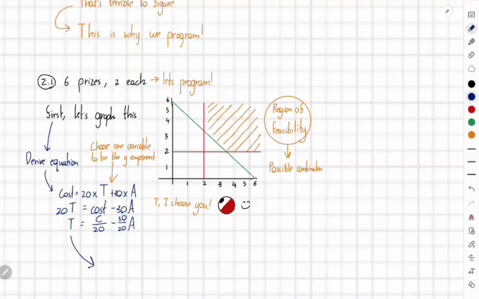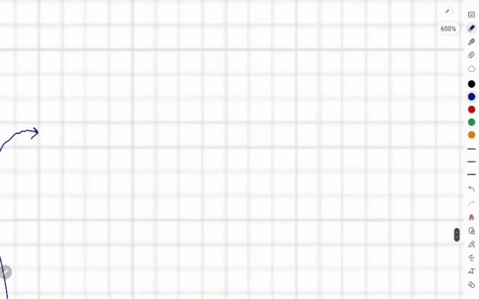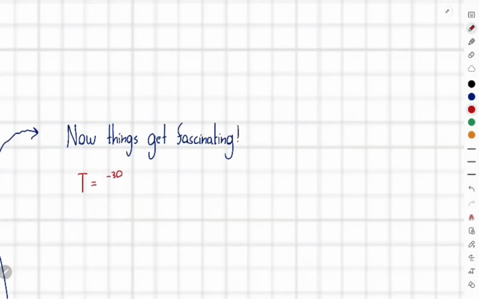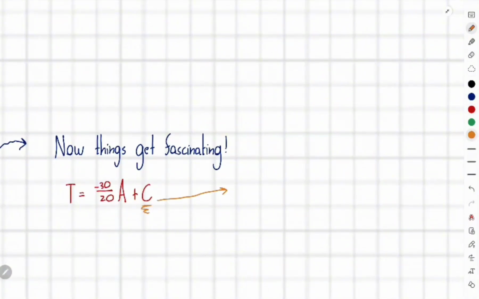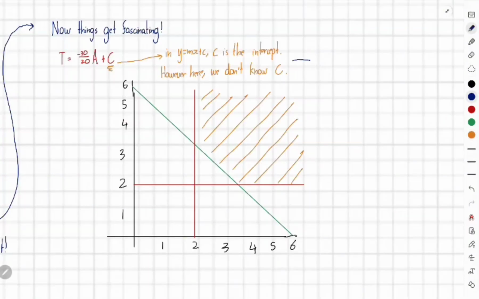Now wait a minute. That looks just like y is equal to mx plus c, the linear equation. Yes, we can say that y is equal to t, mx is equal to negative 30 over 20a, and c is equal to cost. So let's graph it. Such as the Swiss Army knife of maths, that by graphing the function, we will find the point of optimization. In this case, c is an unknown, but we don't actually need c. So to do this, we make c arbitrary.